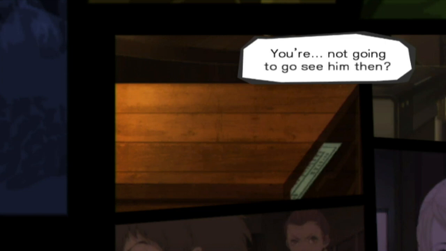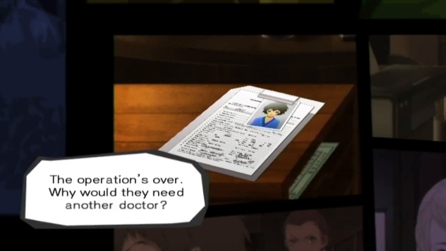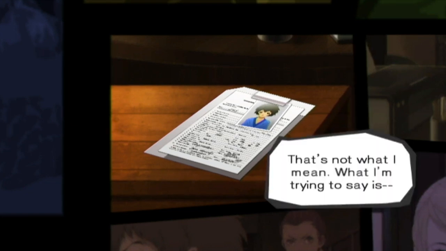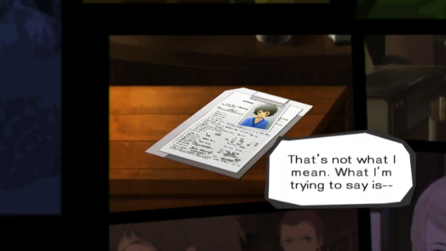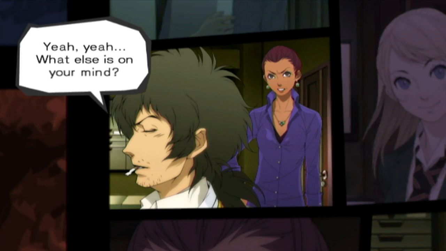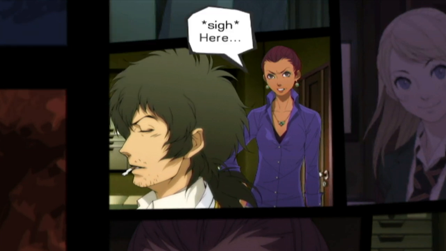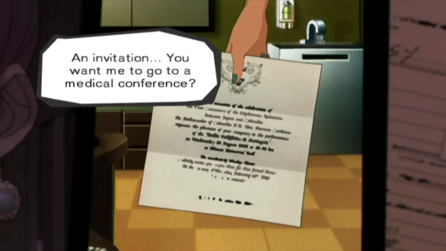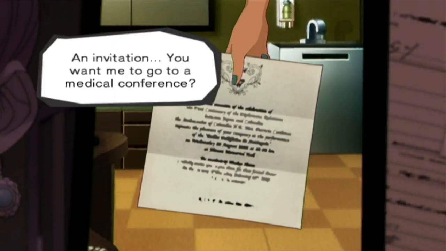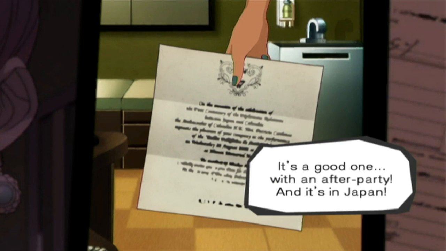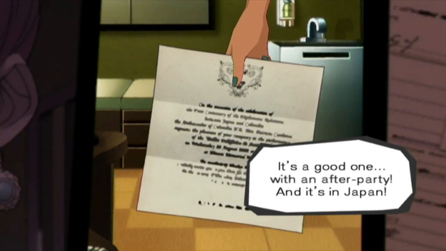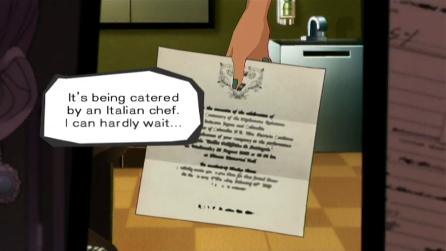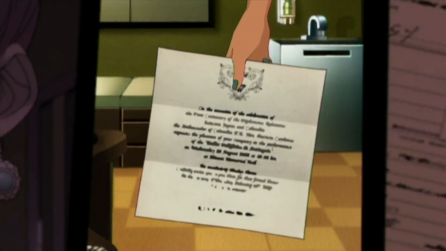You're not going to go see him then? The operation's over. Why would they need another doctor? That's not what I mean. What I'm trying to say is... Yeah. What else is on your mind? Here. An invitation? You want me to go to a medical conference? It's a good one. With an after party. And it's in Japan. It's being catered by an Italian chef. I can hardly wait.